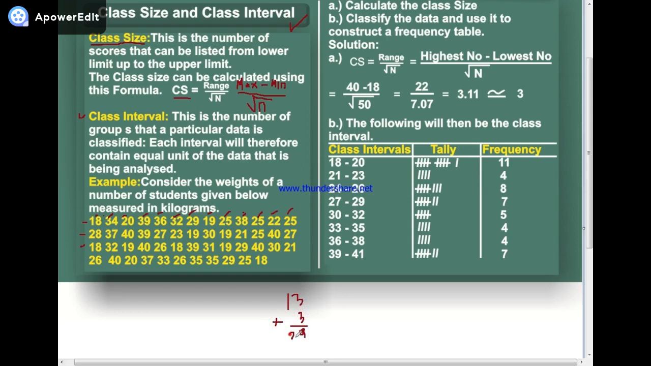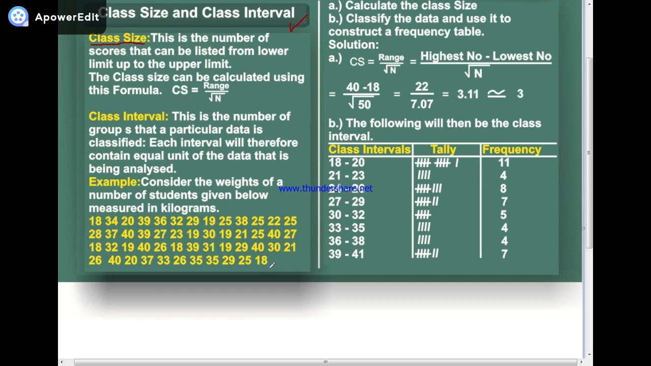So if you now add the 39 with this one, that is 40, 41, 42, 43, 44, 45, 46, 47, 48, 49, 50. So the total number in our data is 50. If that be the case, we want to use it to find the class size first.